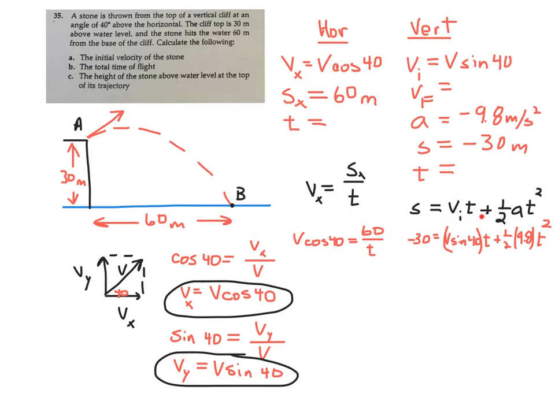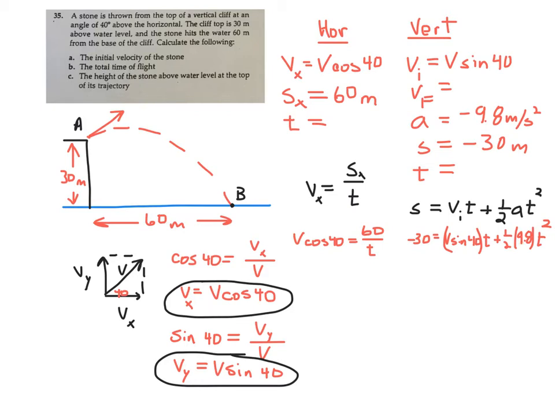Now, once again, here's our third uniform acceleration equation in generic form. My vertical displacement, you can call it S sub y if you want, is going to be negative 30. V sub I is V sine 40. I plugged the V sine 40 in for the V sub I right there. And then I have my T, plus the 1/2 and the acceleration 9.8. Actually, I forgot to put the negative on there. Shoot. So you have to put a negative in there.